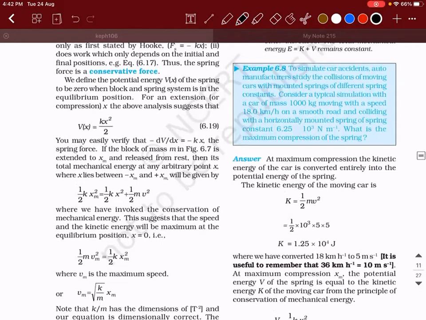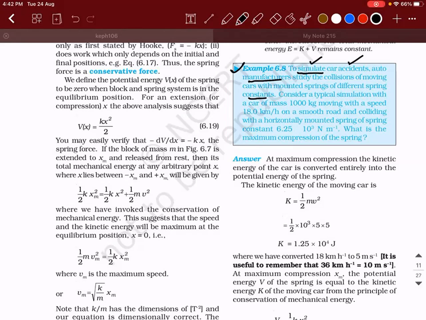Now, see. To simulate car accidents, you guys know what is simulation? Yes or no? It means something you try to do virtually using a software, or using some dummy devices, what we call simulation. To simulate car accidents, auto manufacturers study the collisions of moving cars with mounted springs of different spring constants.